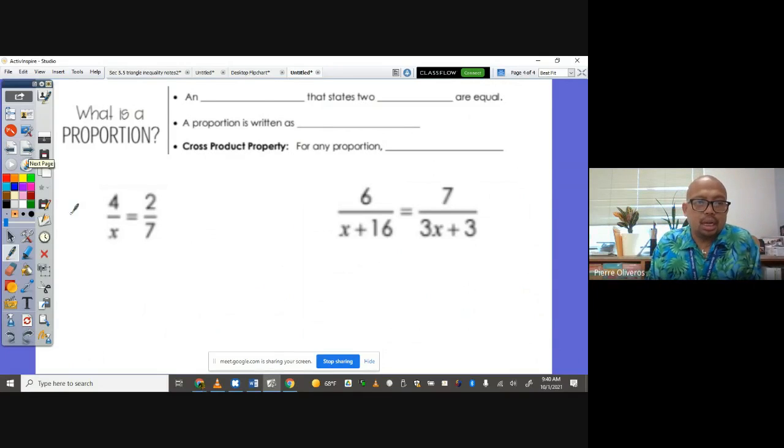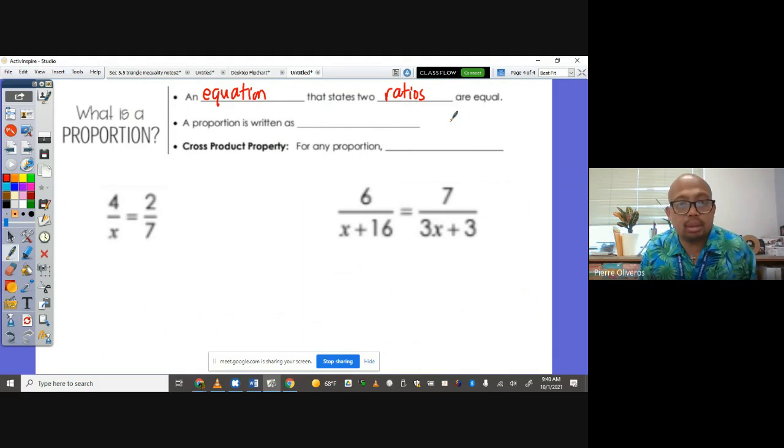What is a proportion? If we know a ratio is comparing two quantities, a proportion is an equation that states two ratios happen to be equal. A proportion is written as A over B is equal to C over D. Ratio 1, ratio 2, set them equal to each other. And here we can use the cross multiply or cross product property, wherein we multiply A by D is equal to B times C.